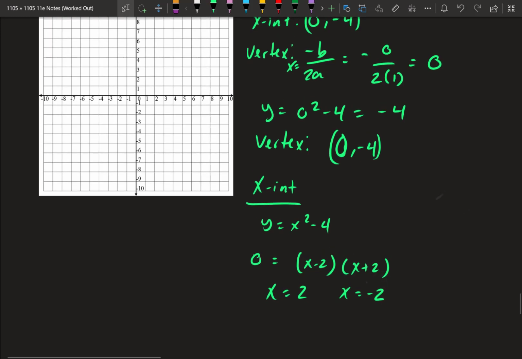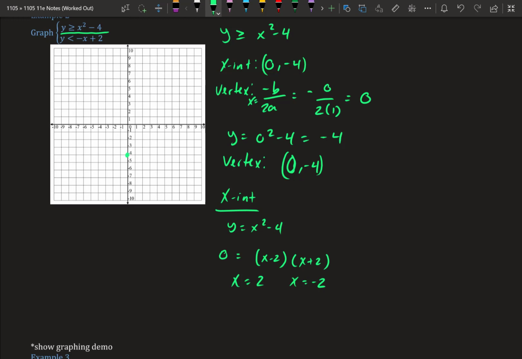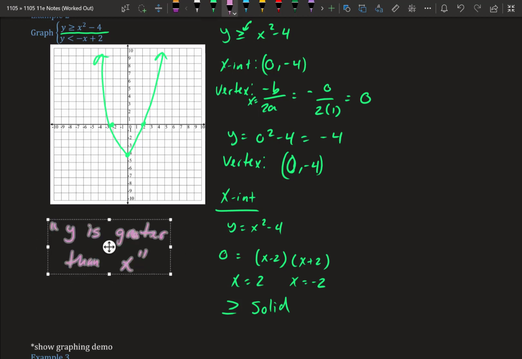Let's go ahead and plot this. So 0, -4, +2, -2, and it's going to be a solid line. So we connect the dots using a solid line. Now when we read it to ourselves, it says y is greater than x squared minus 4. Since it's greater than, greater means up. So in this graph, I'm going to shade up.